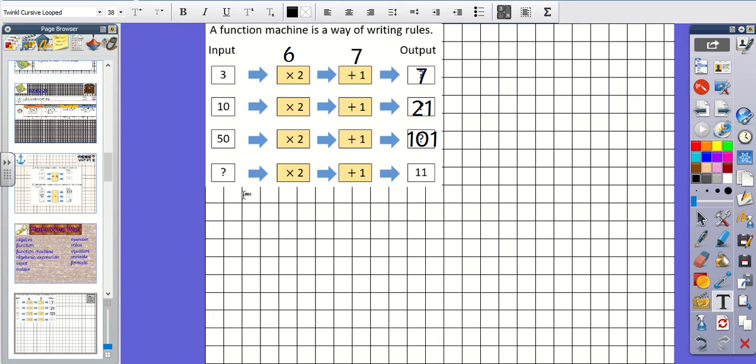Now, for this last one, we haven't got the input, but we have got everything else. So we need to go backwards. So we start off with 11, and instead of adding 1, we need to do the inverse. So we subtract 1, which gives us 10. And then instead of timesing by 2, we need to divide by 2. So we have got 11 subtract 1, which is 10. 10 divided by 2, which is 5. And we can just check that that works. 5 times 2 equals 10, and 10 add 1 equals 11.